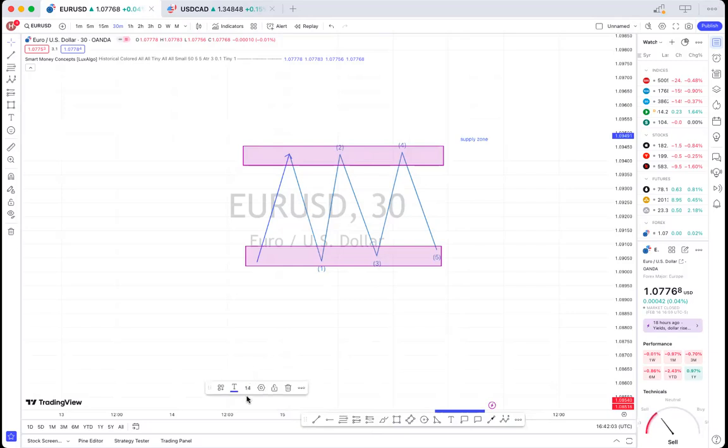Supply zone, supply zone, and demand zone.